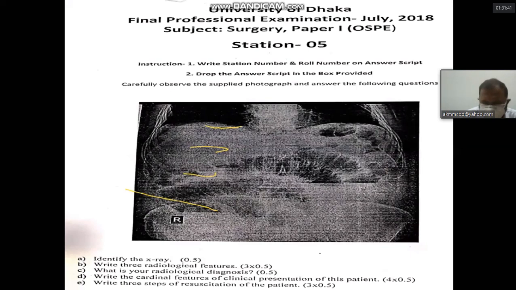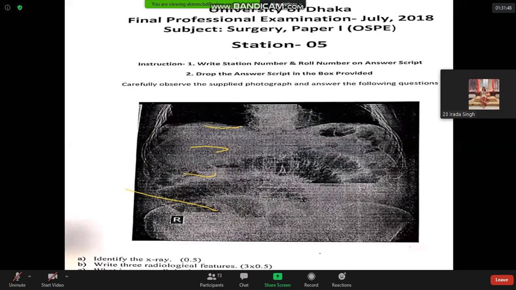What is the X-ray? So, intestinal obstruction in X-ray abdomen.